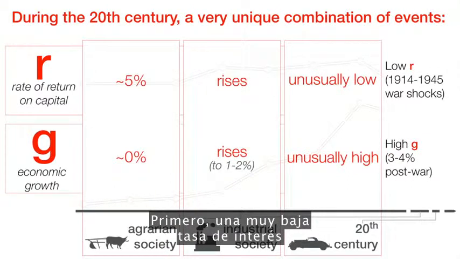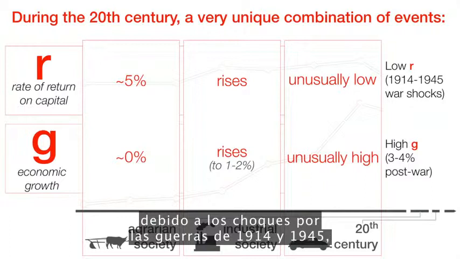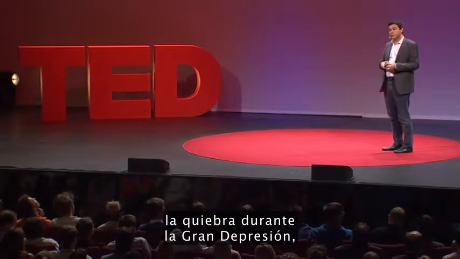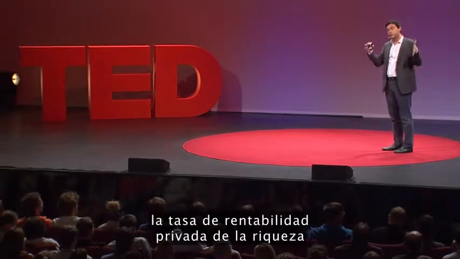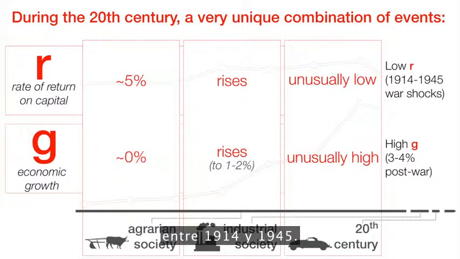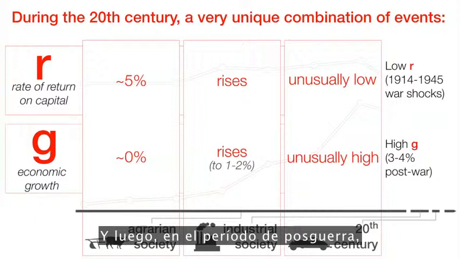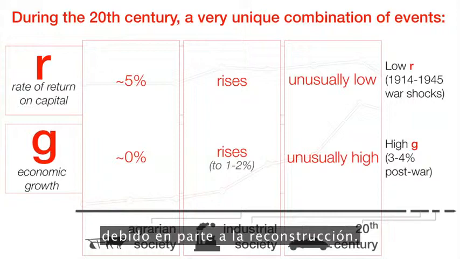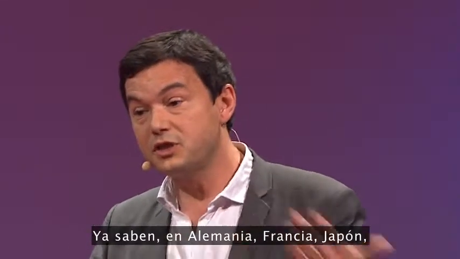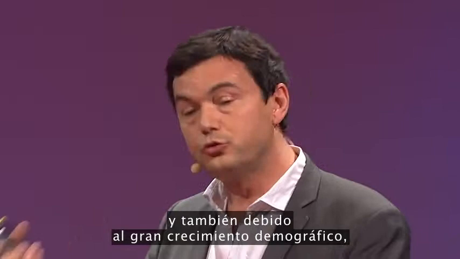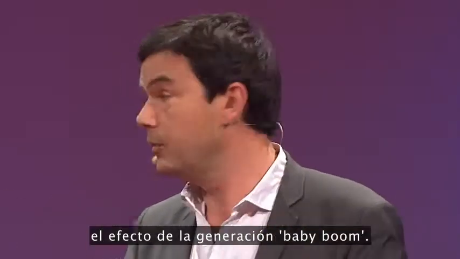First, a very low rate of return due to the 1914-1945 war shocks, destruction of wealth, inflation, bankruptcy during the Great Depression, and all of this reduced the private rate of return to wealth to unusually low levels between 1914 and 1945. And then in the post-war period, you had unusually high growth rate, partly due to the reconstruction. In Germany, in France, in Japan, you have 5% growth rate between 1950 and 1980, largely due to reconstruction, and also due to very large demographic growth, the baby boom cohort effect.